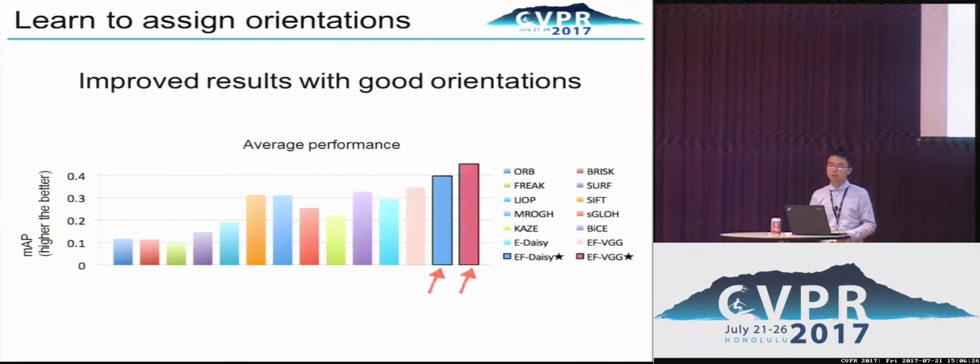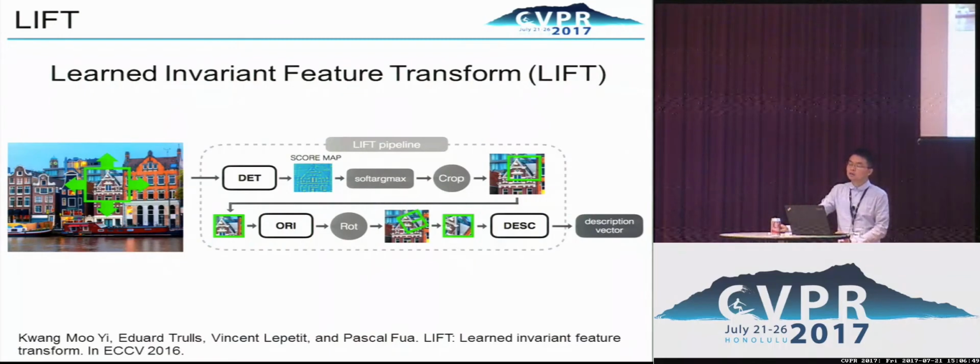This result shows the improved result with the learned orientations. The right two columns are the results with the learned orientations by this work, while the two bars next to the right two columns are the corresponding methods with the traditional dominant gradient orientations. Besides learning to assign orientations, Yi et al. further proposed a whole pipeline for the feature description, which includes feature detection, orientation estimation, and feature description.